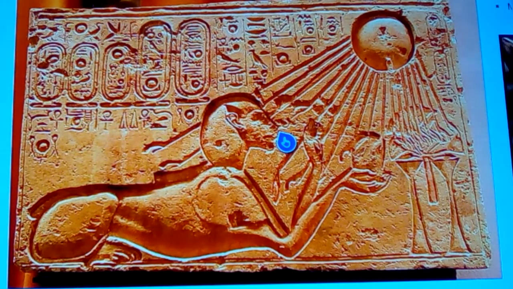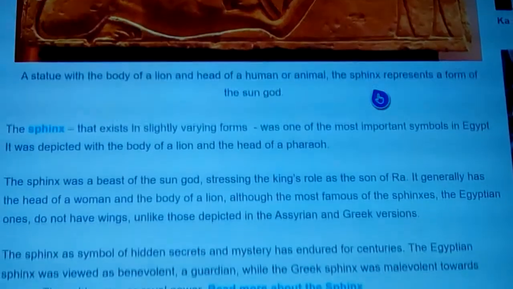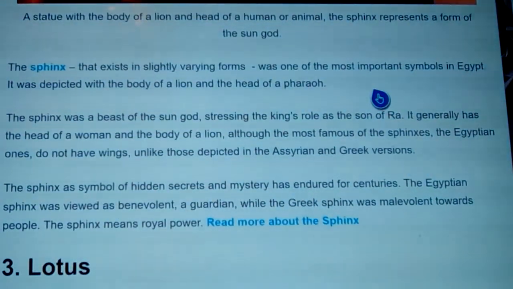So yeah, Sun God worship and everything has to do with fire and stuff too, so it definitely has that aspect here. Statue with the body of a lion, head of a human. The Sphinx represents the form of the Sun God. There you go. The Sphinx, which exists in slightly varying forms, is one of the most important symbols in Egypt. It was depicted with the body of a lion and the head of a pharaoh. And there's a lot of people, myself included, believing that it started out maybe as perhaps Anubis, and it was a god of the dead. And then it all became a different thing after that, too.